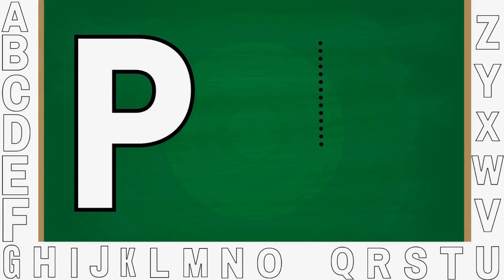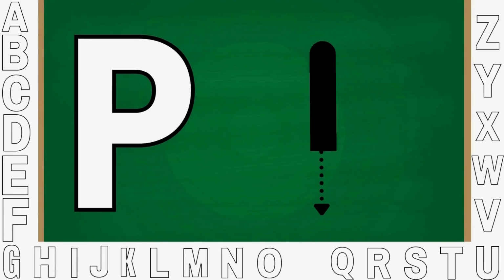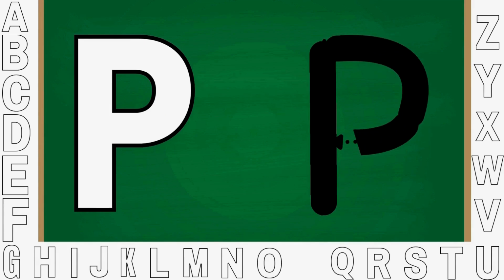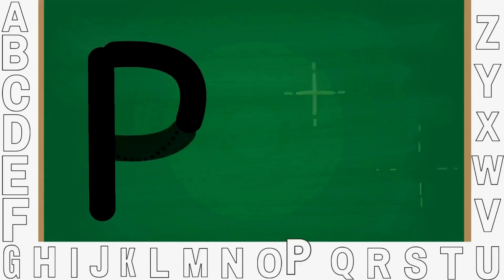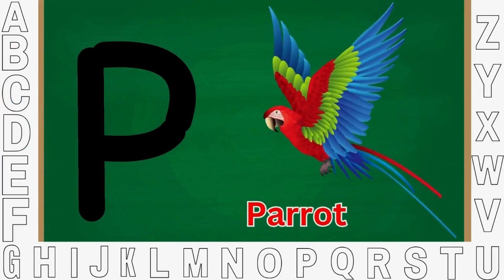P. Draw a vertical line. Add a half circle on the right side of the vertical line at the top. P. P is for parrot.